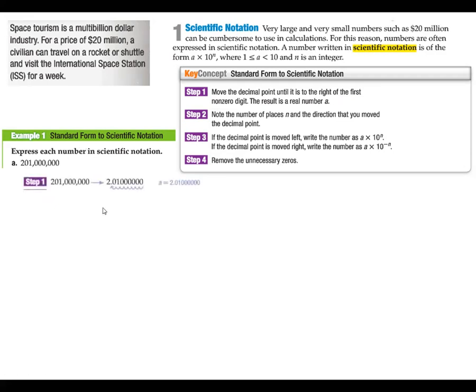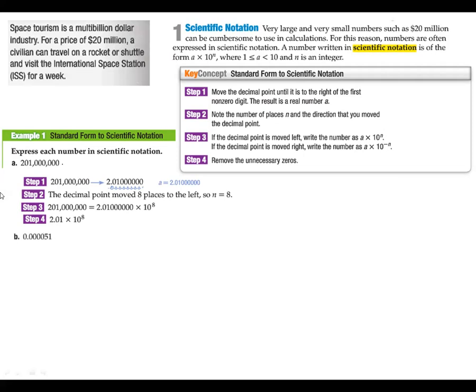All right, so let's express 201 million in scientific notation. Well, you have to move the decimal point. It's understood to be at the end of the number, right there. So you actually have to move it 1, 2, 3, 4, 5, 6, 7, 8 places to get one non-zero digit in front of the decimal point. The decimal point is moved 8 places to the left, so n equals 8. And 201 million can be written as 2.01 times 10 to the 8th. And you can remove all these zeros after the 1 and just write it as 2.01 times 10 to the 8th.